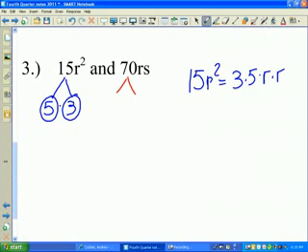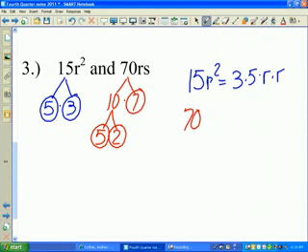Now the 70. I can say 10 times 7. With that 10 broken down, that will give me 5 times 2. Again, the 7 is a prime number. So far with 70RS, I have 2 times 5 times 7 times R times S.